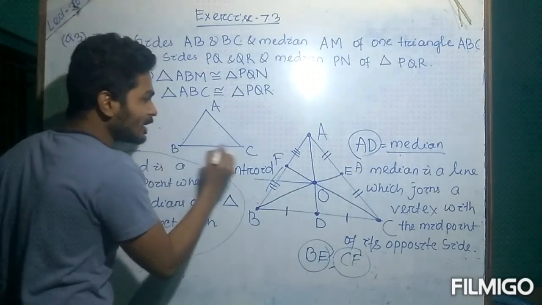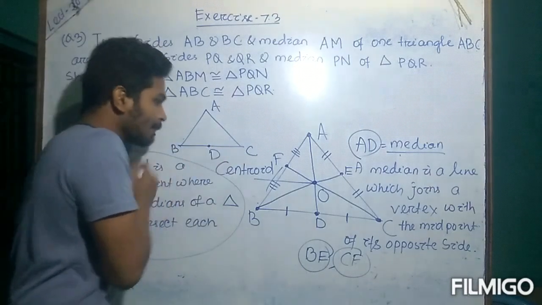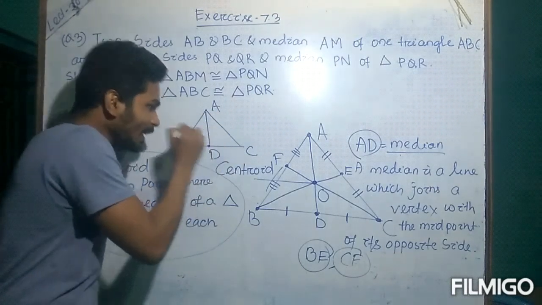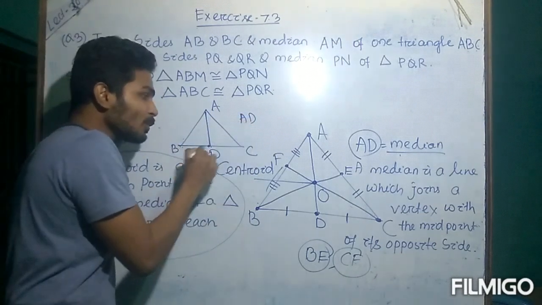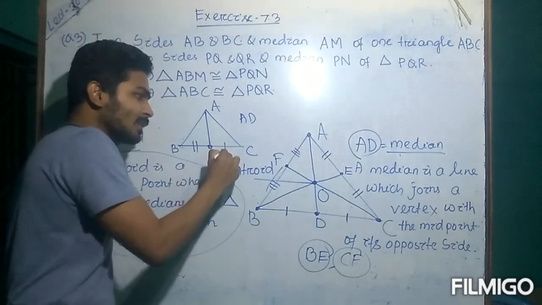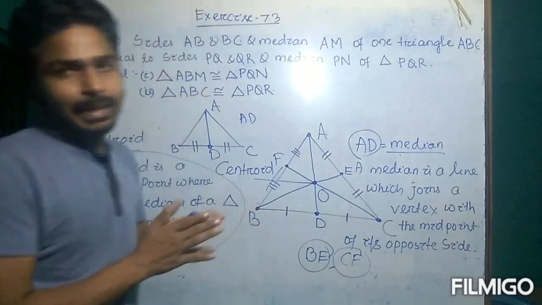So you have to first find the midpoint of BC. Suppose this is the midpoint of BC. Let's say this is D. Then you have to simply join AD. Now this AD is the median. And also you know D is the midpoint, that means this is equal to this. In this way you can find the median of a triangle.